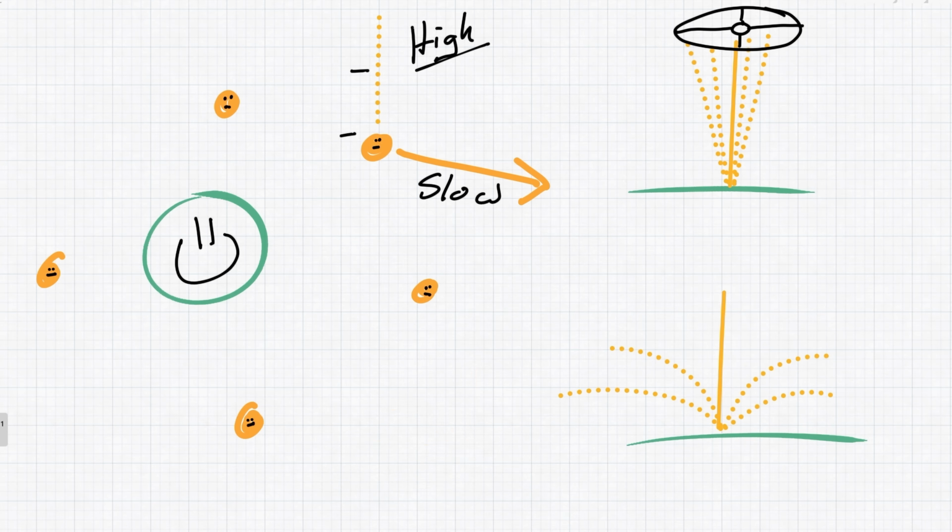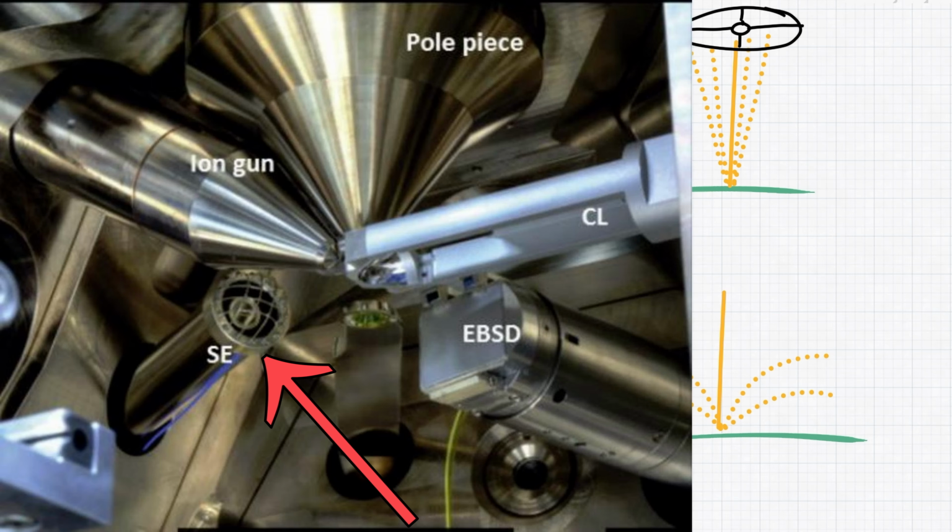So we can use this slow electron property to our advantage and stick a positively charged detector on one side of the chamber. This detector is composed of a photomultiplier tube in the back with a scintillator in the middle and then a positively charged grid up front. And this is often known as an Everhart-Thornley detector.